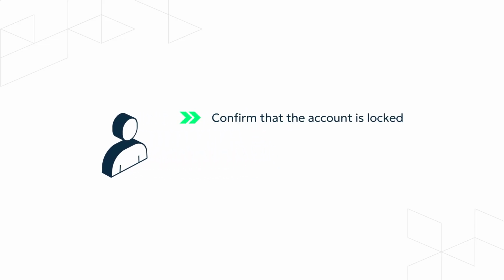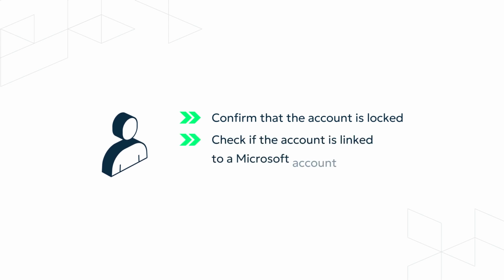Step-by-step guide for Windows 10 account recovery. Before unlocking your account, first confirm that it's actually locked, not simply a wrong password or a disabled account. Check if the account is linked to a Microsoft account for recovery options, and see if you have access to another administrator account. This will make the process easier, though there are alternative solutions.